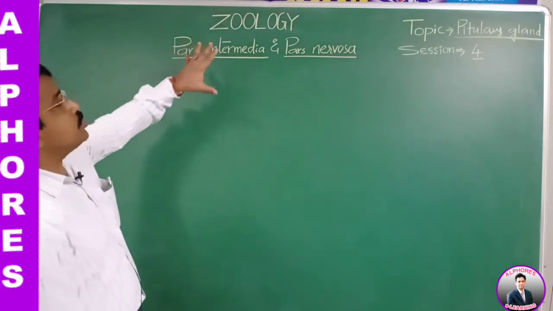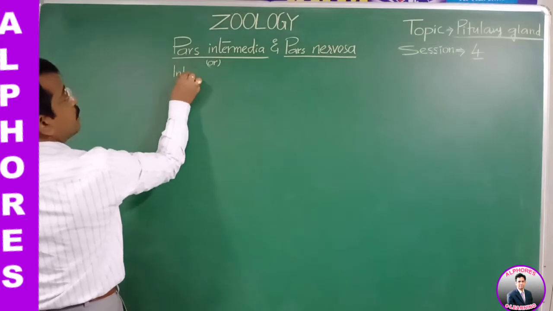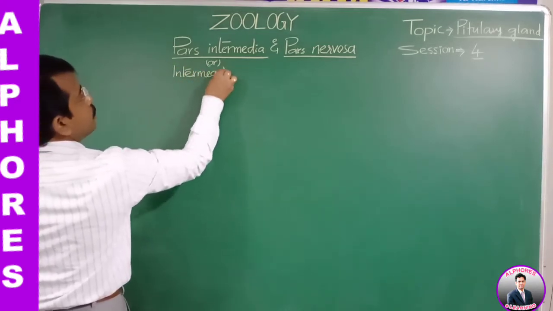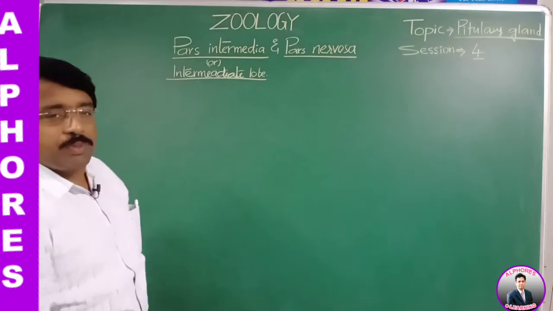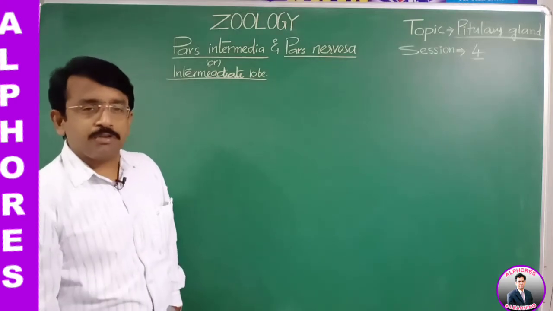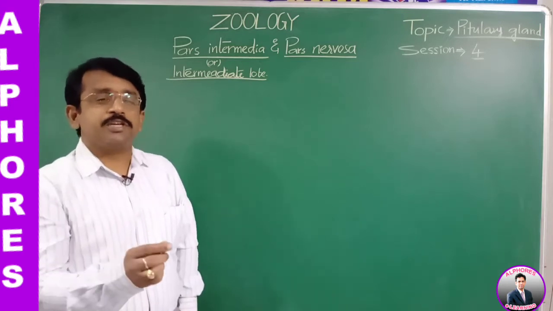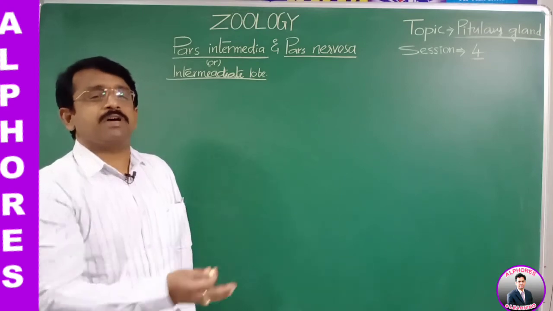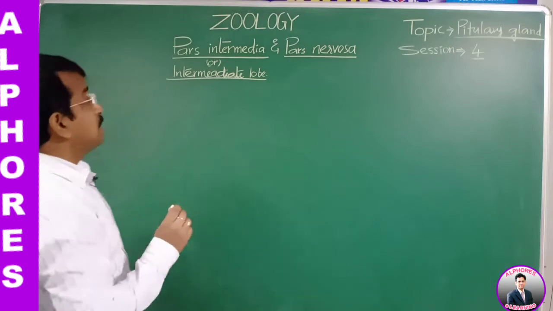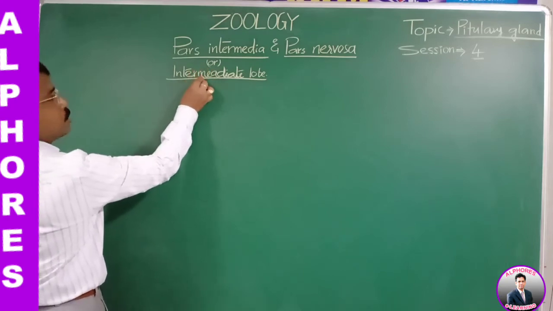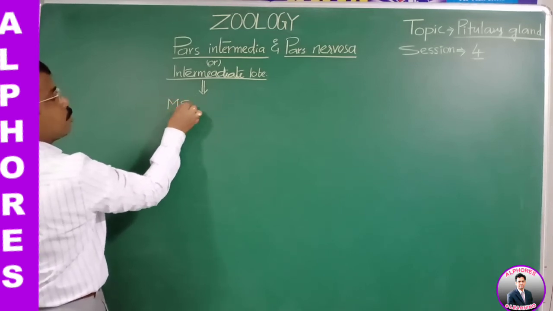And the pars intermedia is also named the intermediate lobe. This intermediate lobe is well developed in the lower vertebrates like amphibians, whereas in human beings it is atrophied and disintegrated, and it has become an integral part of the pars anterior or the pars distalis. However, the pars intermedia secretes a hormone named melanocyte stimulating hormone, MSH.